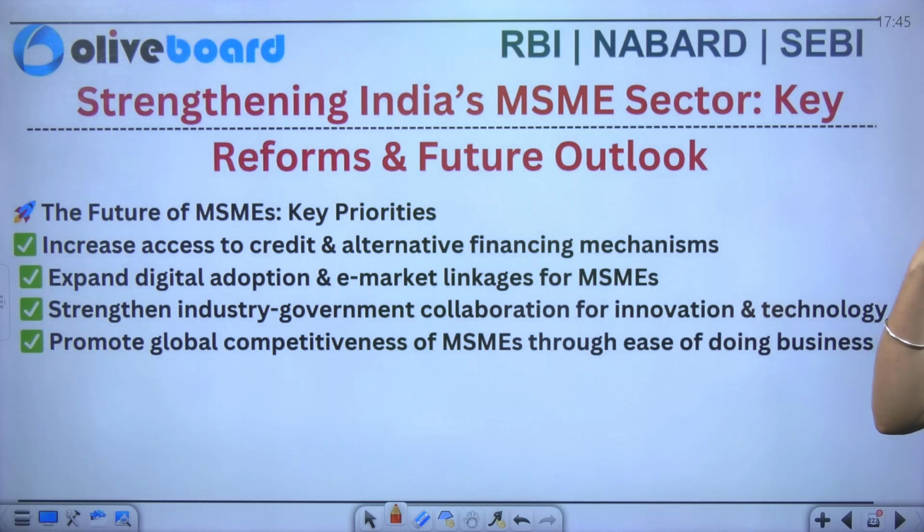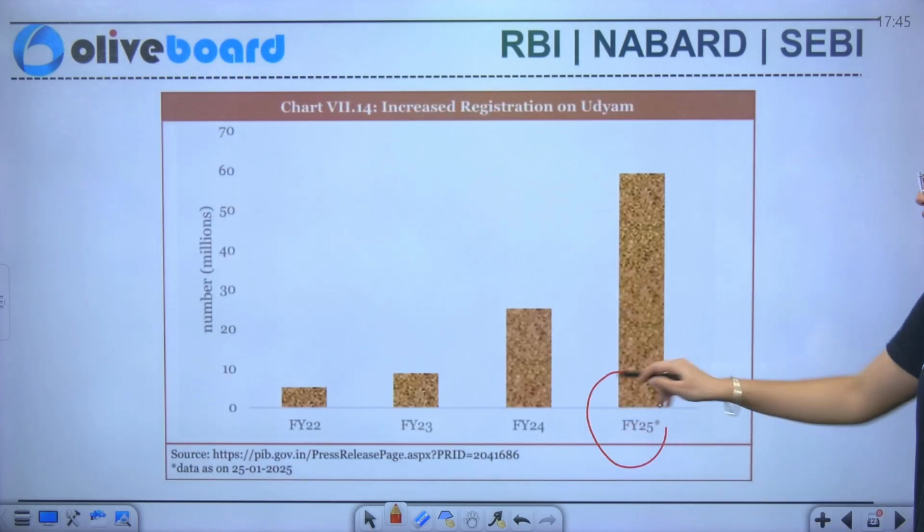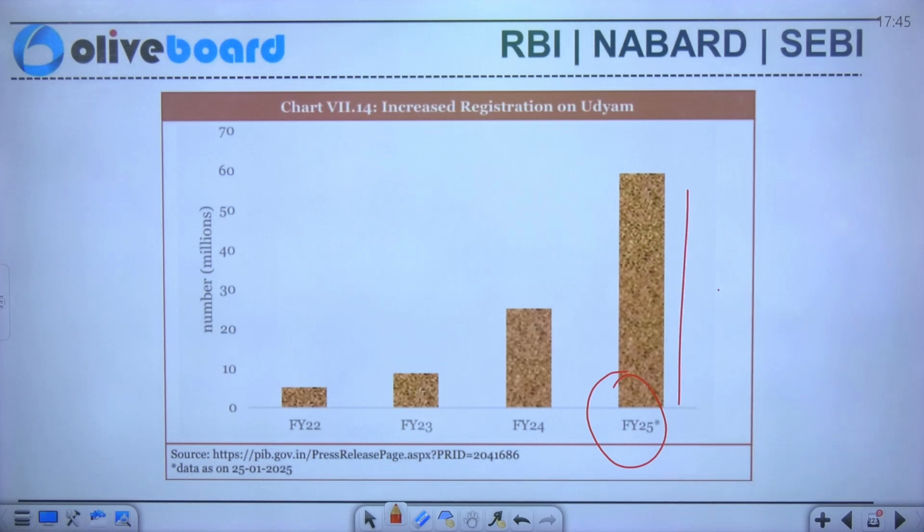Now what can be the future here of MSMEs? So we need to increase access to credit as well as your financial mechanism. Also we need to expand digital adoption as well as your e-market linkages for the MSMEs. We need to strengthen industry and government collaboration for innovation as well as technology. We need to promote our global competitiveness also. Now you can see that there is a proper surge in the Udyam portal. The registrations have increased here.